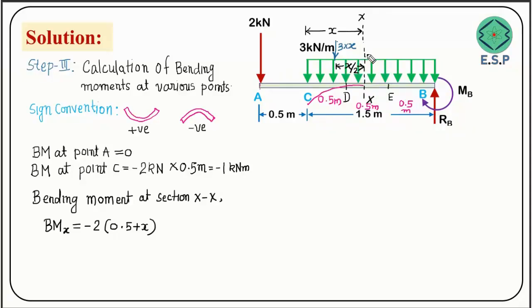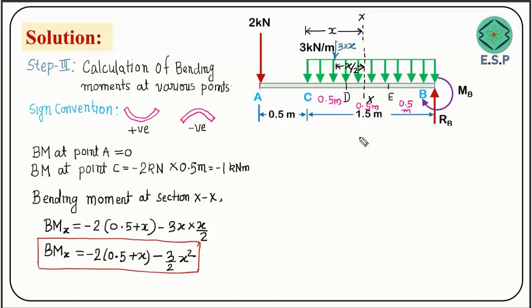Okay, so now we'll find out the bending moment at this section due to this force, that is 3x. It is going to bend in this way, so it is hogging. So minus intensity is 3 into x, and distance is the midpoint of the length, that is x by 2, 3x into x by 2. So this is the expression we got. Let me simplify this expression, friends. Bending moment at x will be minus 2 into (0.5 plus x), minus 3 by 2 x square. Okay, so we got the expression for bending moment at section XX.